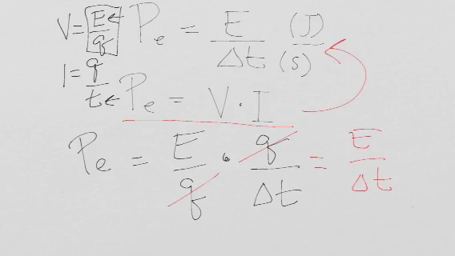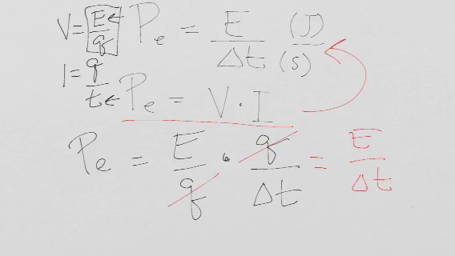What would you do if you were given time in minutes? Could you just plug in the minutes? What would you have to do? You would have to convert that to seconds, correct? Do these two formulas make sense to you now?